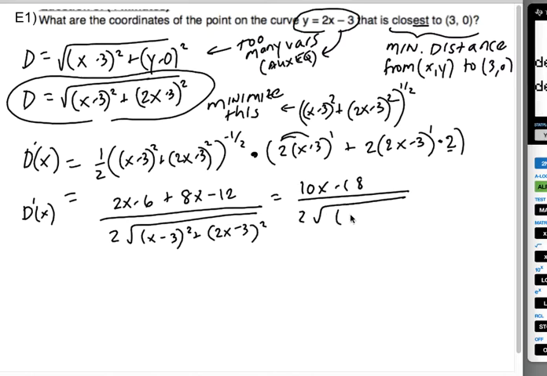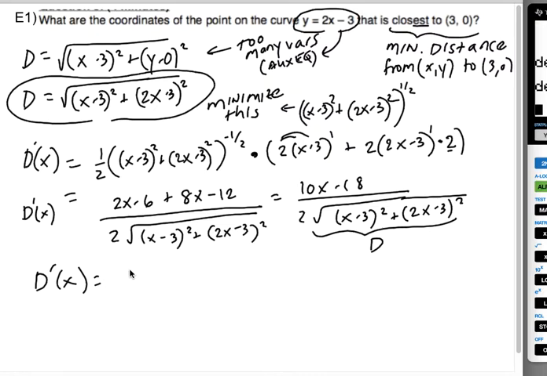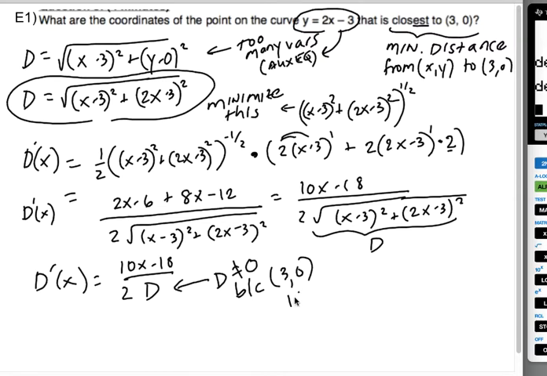Now, you might think, oh, this is still awful, I have to find the critical numbers, and it's terrible. Okay, the thing is that all of these distance problems actually have a trick. Recall that this root was the distance. So really d prime is 10x minus 18 over 2 times the distance. Well, why is that relevant? The distance can't be 0 because (3, 0) isn't on the curve y equals 2x minus 3.